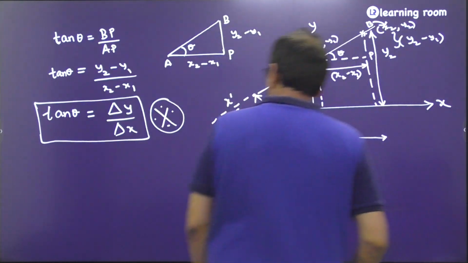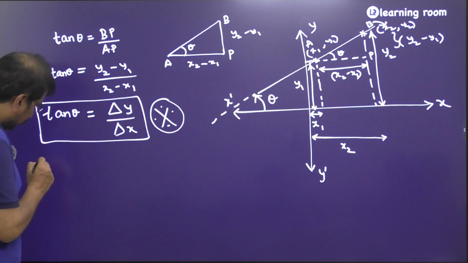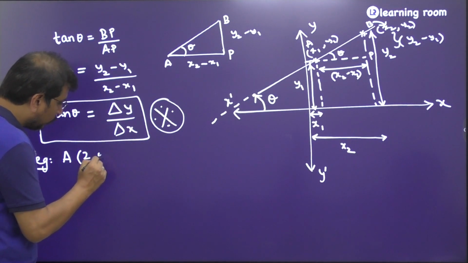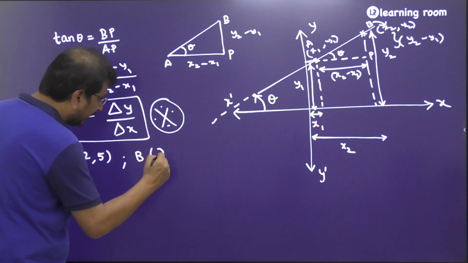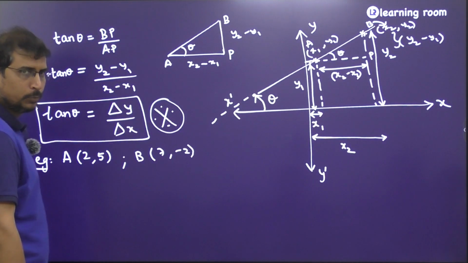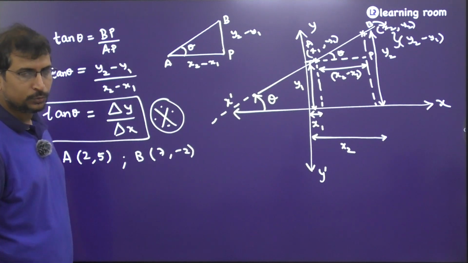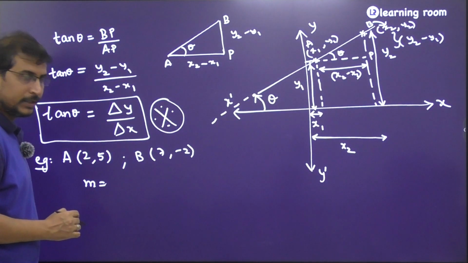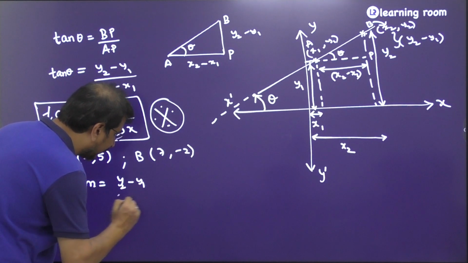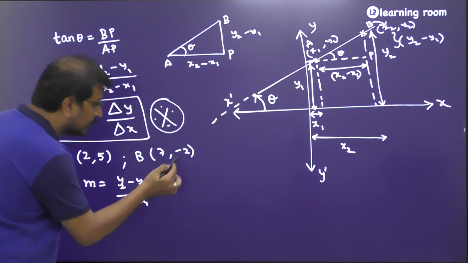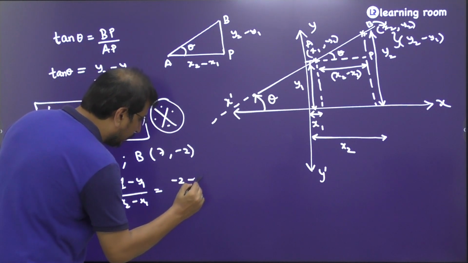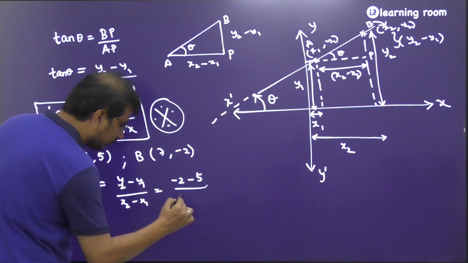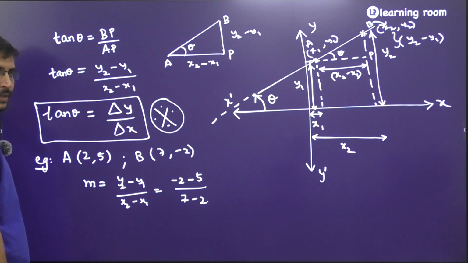It's point B. Let me do an example problem based on this. See, example. Suppose I give you 2 points, A (2, 5), B (7, minus 2). Okay, some random points. There is a line passing through these 2 points, and I ask you what is the slope of this. So m will be equal to, what will you write? y2 minus y1 divided by x2 minus x1. So this is y2. Minus 2 minus 5 divided by 7 minus 2. Am I clear with this?